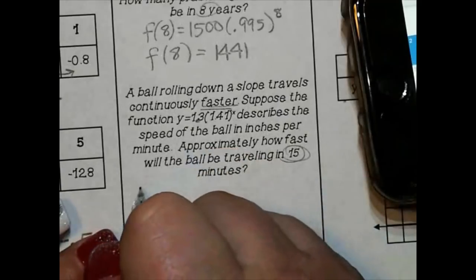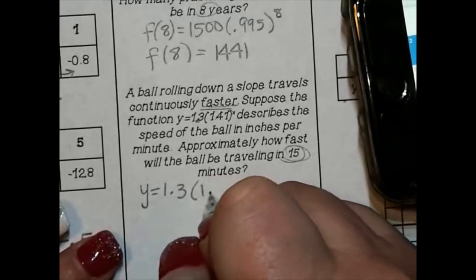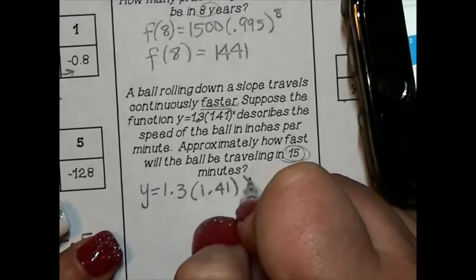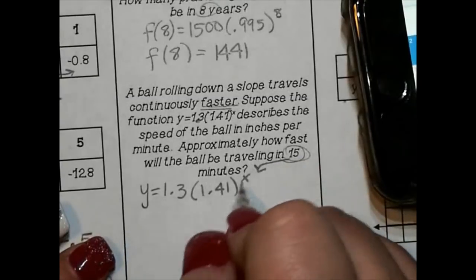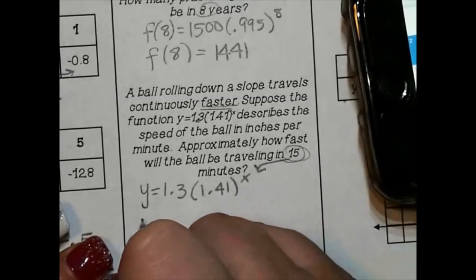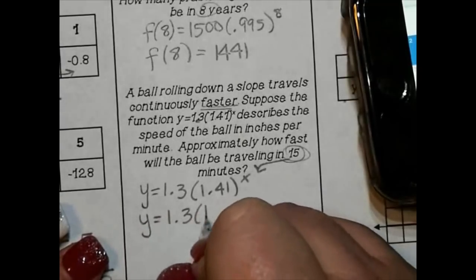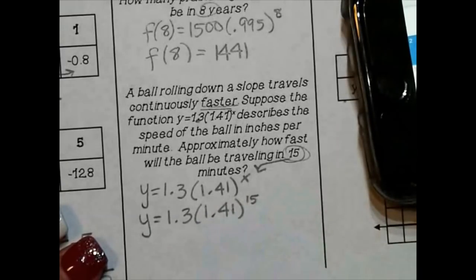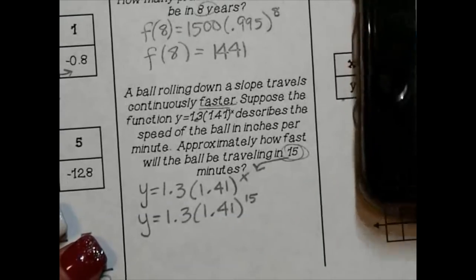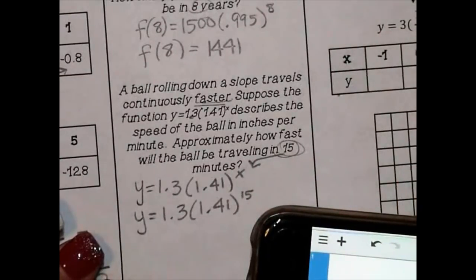So once again, we're going to take that equation. y equals 1.3 times 1.41 to the x power. That 15 is the x we're looking for. We're trying to figure out how fast this ball travels in 15 minutes. So that's y equals 1.3 times 1.41 to the 15th power. This number is going to be pretty substantial, you guys. We're starting at 1.3 inches there. But when you multiply something 15 times, you're going to expect it to grow pretty quick.